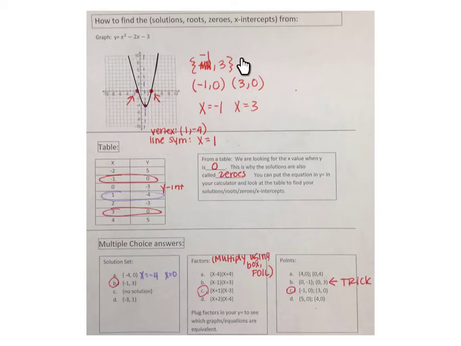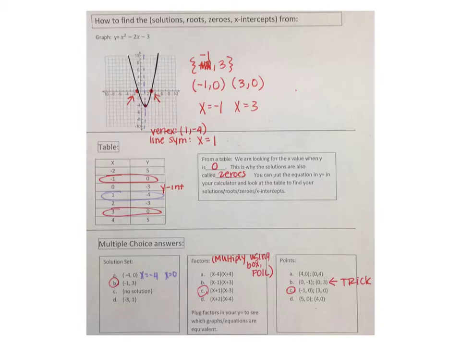I can write that as a solution set where it's in brackets. Make sure it's not in parentheses because that would be a point. This is just a solution set saying -1 is your x value and 3 is your x value where y is 0. You could also write them as points. Okay, this point is -1, 0. This point is 3, 0. Make sure when you're writing the solutions, roots, zeros, or x-intercepts as a point that the x is the number and y is 0. And the last way you could write it is just x equals.